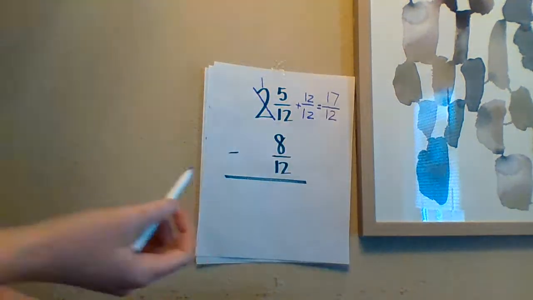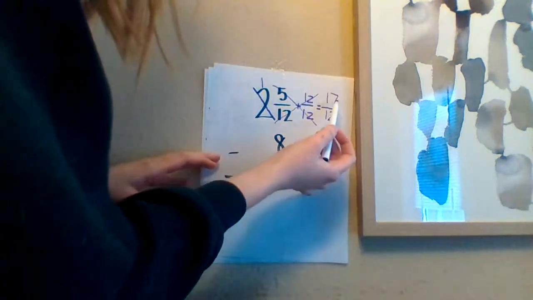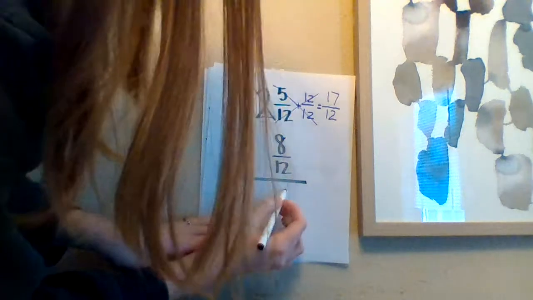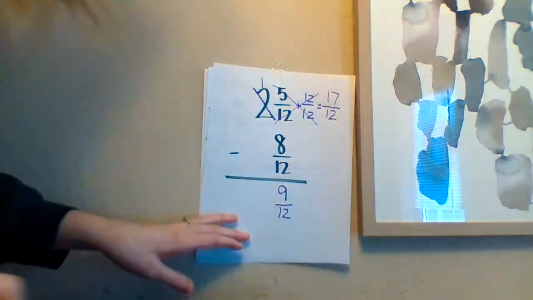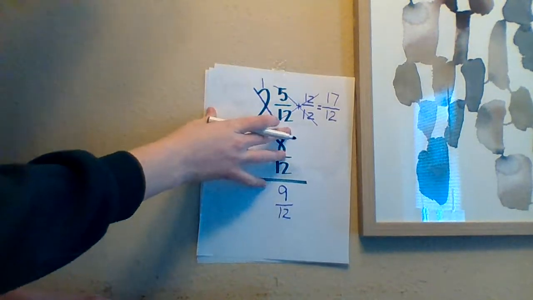So now I just do my subtraction like normal. I don't have to worry about this anymore. Just do 17 twelfths minus 8 twelfths, and you get 9 twelfths. Okay, so that's one way that you could do it.